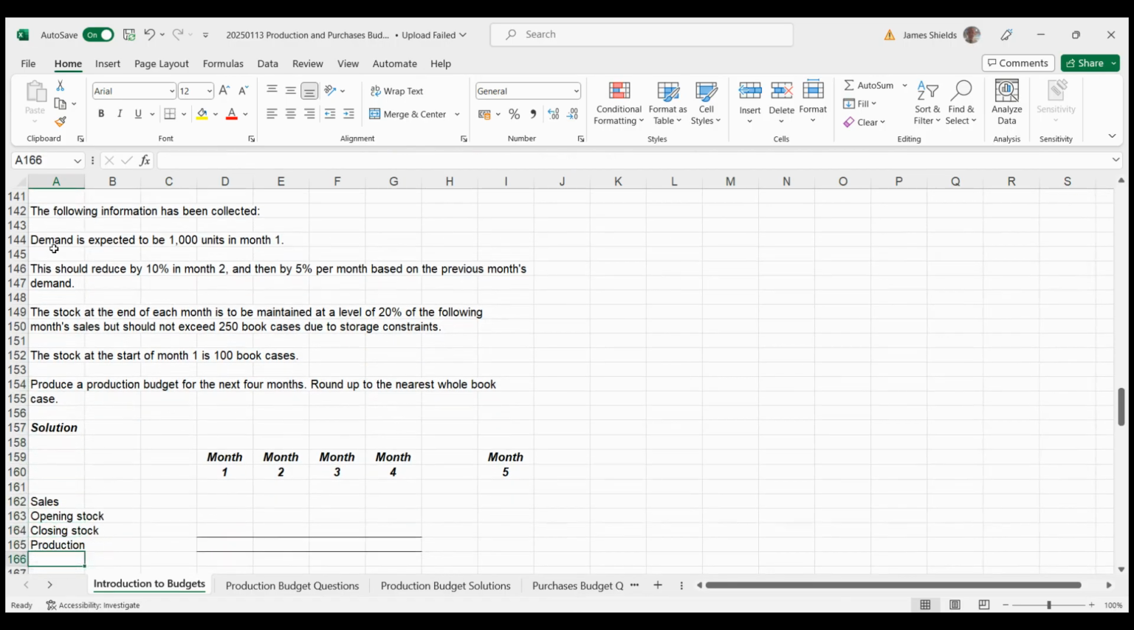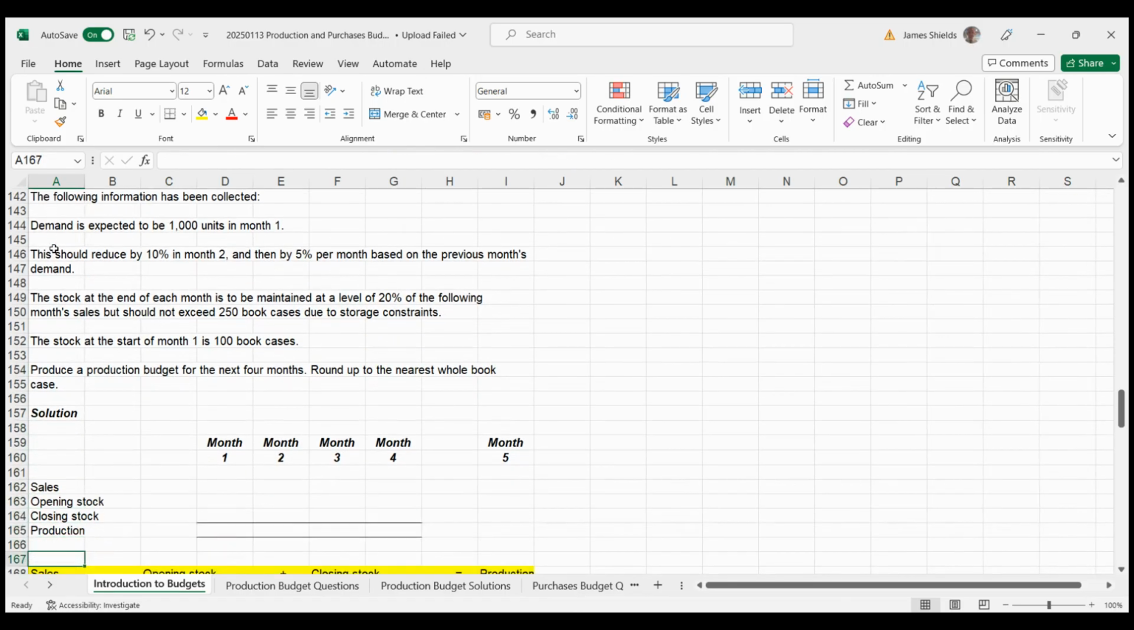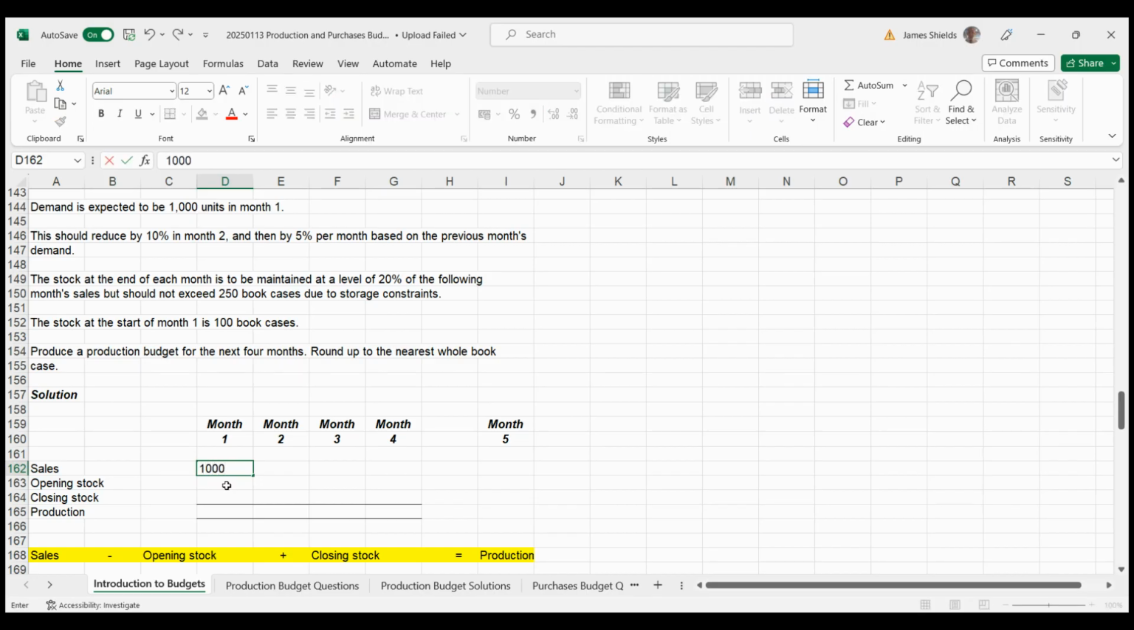So here's a solution. I've got a template for you. So first of all, we've got the sales in the first row. Now it says in the question, demand is expected to be 1,000 sales in month 1. So that's 1,000 sales. This should reduce by 10% in month 2. So reduce that by 10%. It's going to be 90% of that.